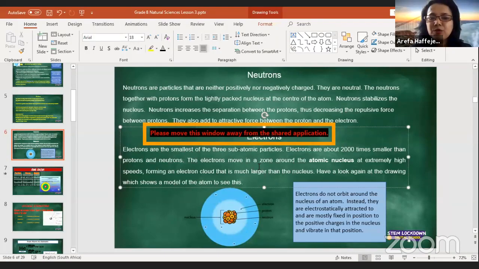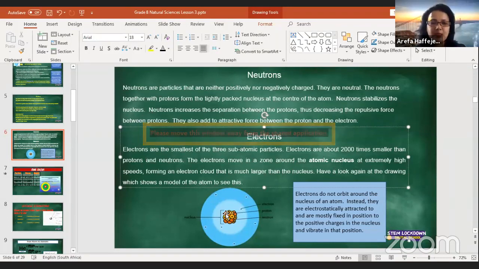Now, electrons move in a zone around the atomic nucleus at extremely high speeds, forming an electron cloud, which is much larger than the nucleus.